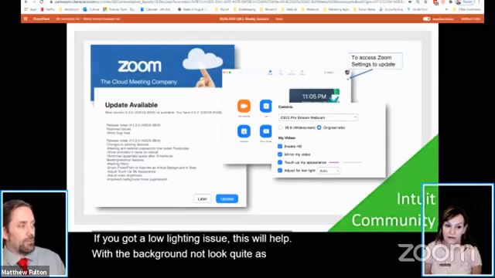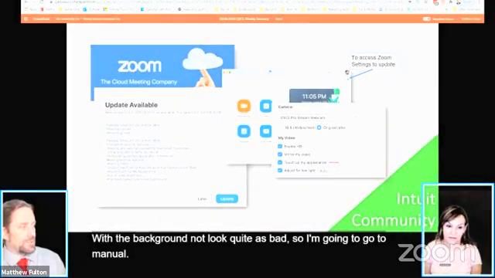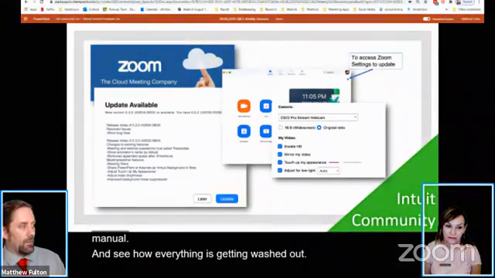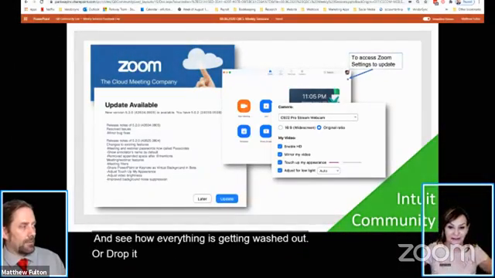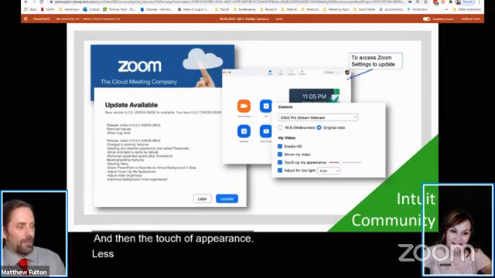So I'm going to go to manual and see how everything's getting washed out, or drop it down. Blur yourself. Let's see what you look like when you get blurred out. Touch up my face even more. And then the touch up appearance, less or more.